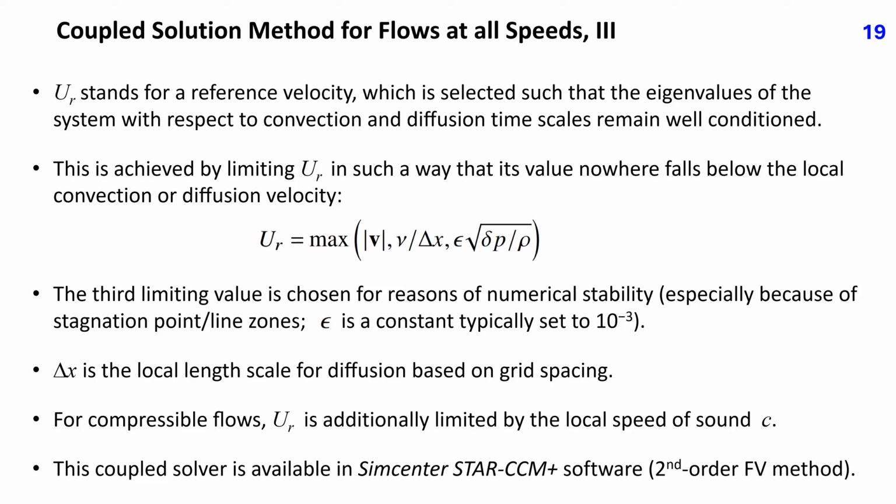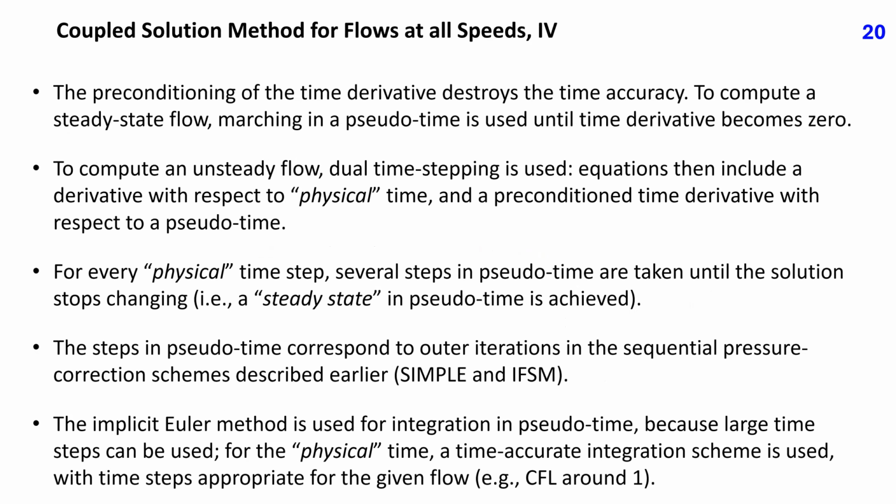This coupled solver is available in SimCenter Plus software, which is a second-order finite volume method. The preconditioning of the time derivative destroys the time accuracy. To compute a steady-state flow, marching in pseudo-time is used until the time derivative becomes 0. To compute an unsteady flow, dual time stepping is used. Equations then include a derivative with respect to physical time and a preconditioning time derivative with respect to pseudo-time. For every physical time step, several steps in pseudo-time are taken until the solution stops changing, that is, a steady state in pseudo-time is achieved.